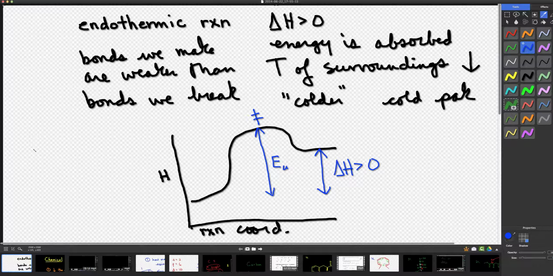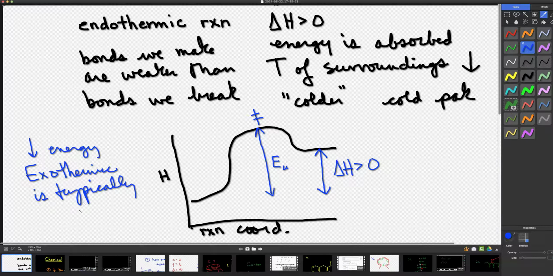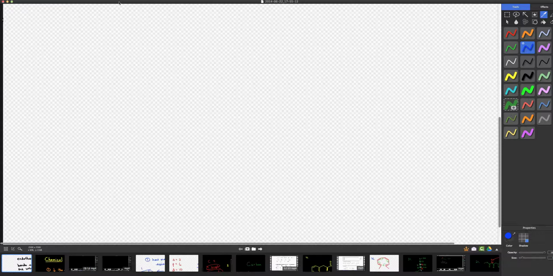So the first driving force is low energy, which means exothermic. Exothermic is typically preferred. Let's talk about driving force number 2. Driving force number 1, low enthalpy or energy. Driving force number 2, increasing disorder or entropy.